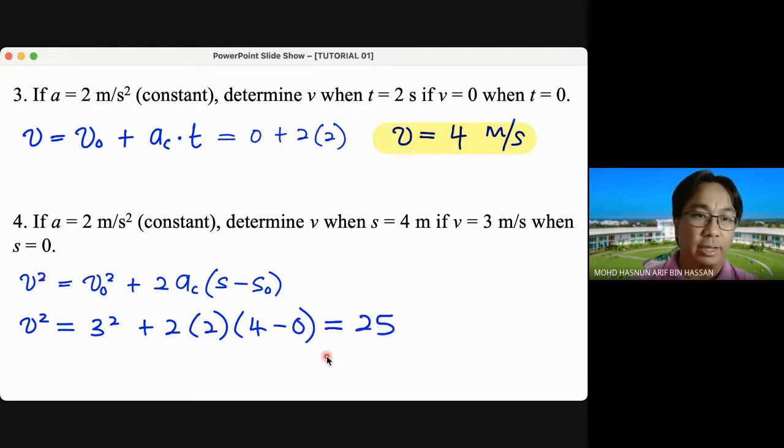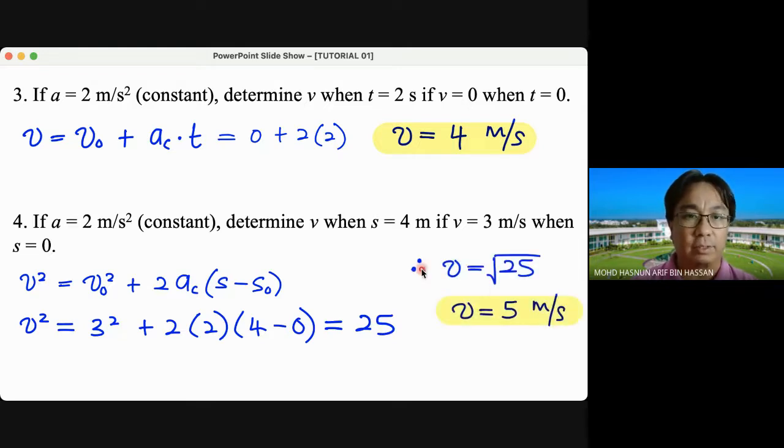Okay, so what you get is V square equals 25. And then you have to perform a square root calculation to get the V. And you will get V equals 5 meter per second. Okay. Ada apa-apa soalan?